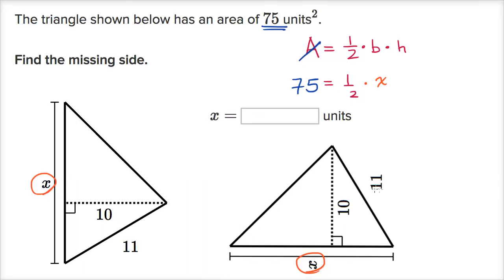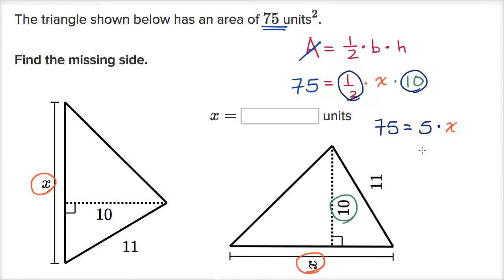We actually don't even need to use this 11. They're putting that there just to distract you. So this is going to be our height times 10. So 75 is equal to 1/2 times x times 10. Or let me just rewrite it this way. We could say 75 is equal to 1/2 times 10, which is 5, times x. So what is x going to be?